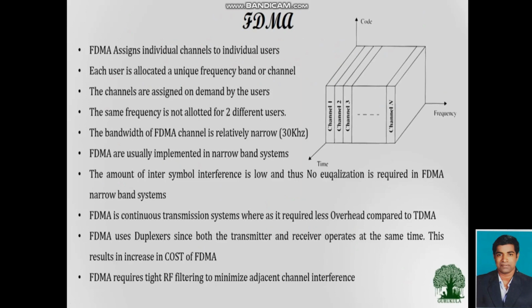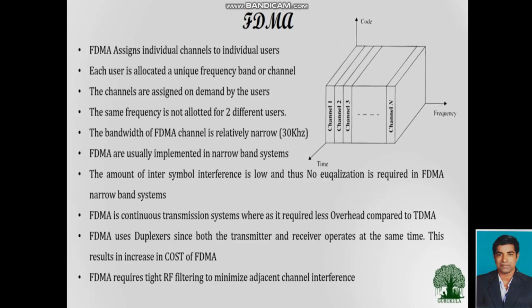FDMA assigns individual channels to individual users. Each user is allocated a unique frequency band or channel. The channels are assigned on demand by the users. The same frequency is not allotted to two different users. The bandwidth of an FDMA channel is relatively narrow, 30 kilohertz. FDMA is usually implemented in narrowband systems. The amount of inter-symbol interference is low, and thus no equalization is required in FDMA narrowband systems.